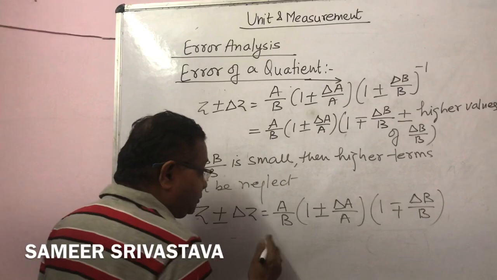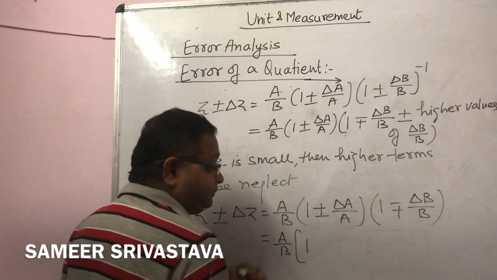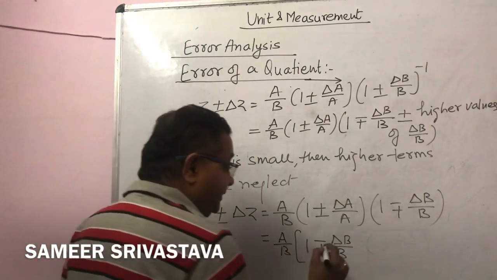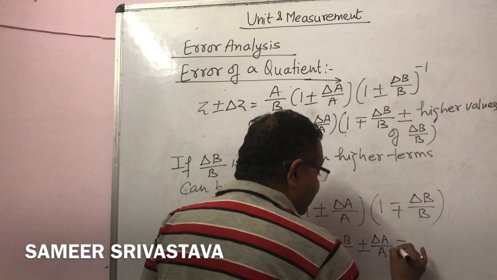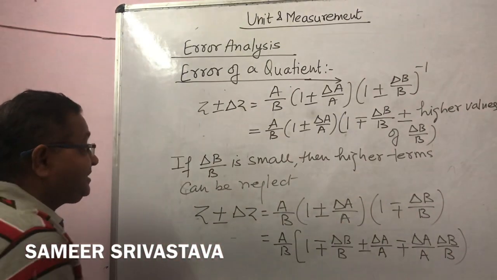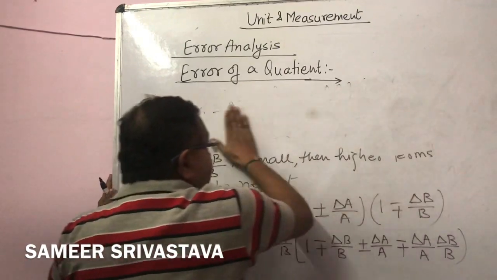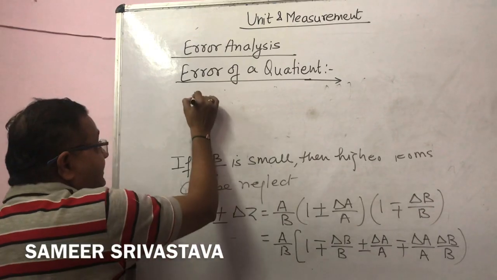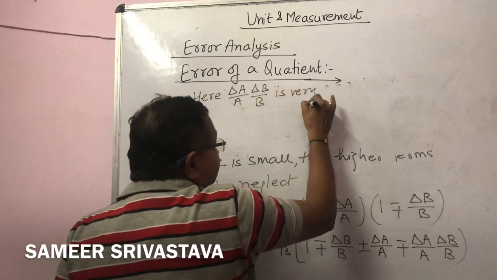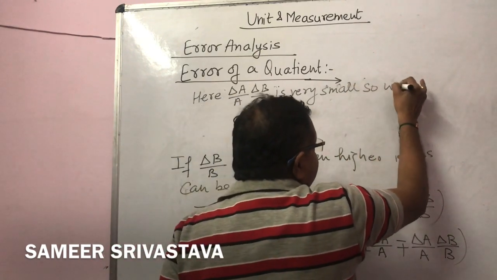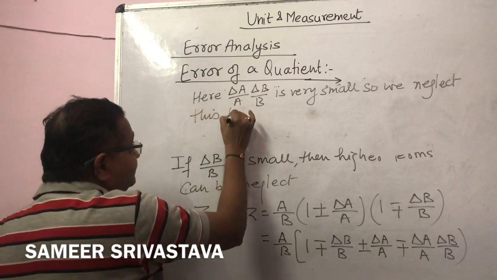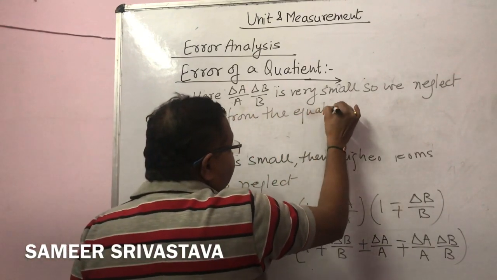Now multiplying these two terms, A upon B, 1 minus plus delta B upon B plus minus delta A upon A minus plus delta A upon A times delta B upon B. Now in this equation, delta A upon A times delta B upon B is very small, so we neglect this from the equation.